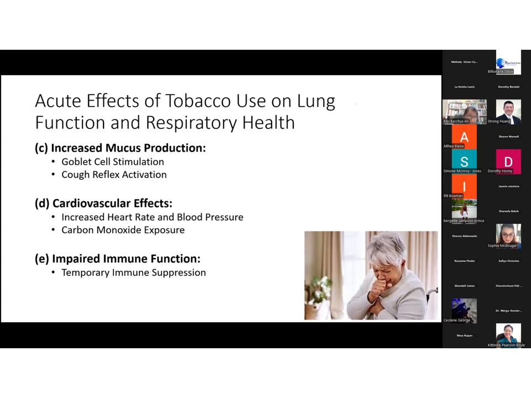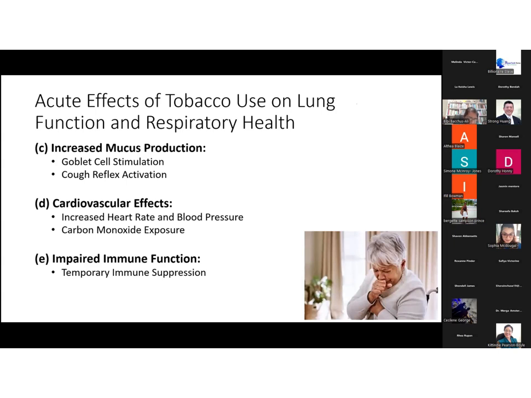Nicotine stimulates the sympathetic nervous system, which leads to an increase in heart rate, increase in blood pressure, and increase in cardiac output. These changes put an additional strain on the cardiovascular system. In addition to that, carbon monoxide exposure displaces oxygen on the hemoglobin, which further decreases the oxygen-carrying capacity of the blood and puts a further strain on the cardiovascular system as well.